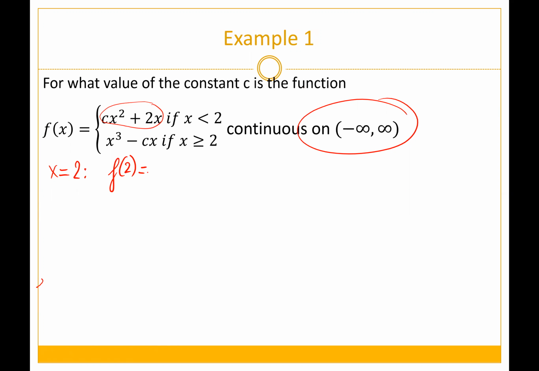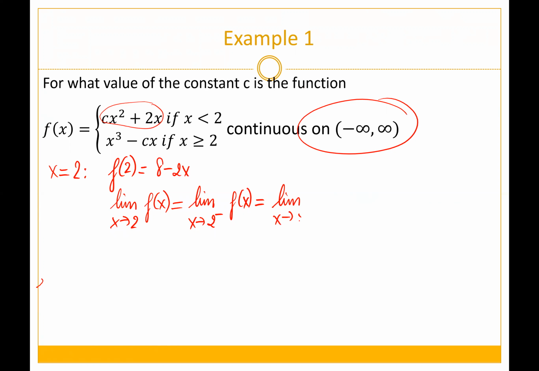Now look at the expression. When x equals 2, this is the expression that we're going to plug in. So we're going to have 8 minus 2c. This one exists. Now you need to find the limit of x approaching 2 of f(x). And now this one is defined as you have a limit. When this limit exists, it means that the limits on the 2 sides of f(x) have to exist and be equal to one another.